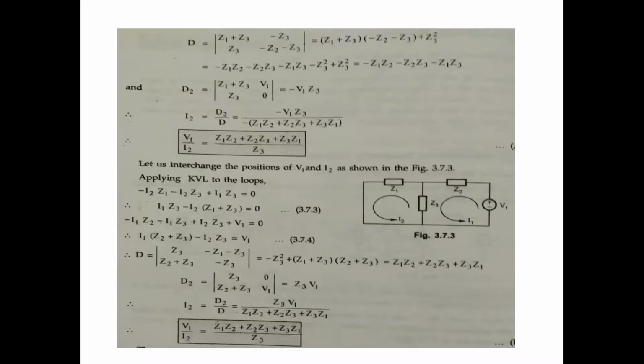So it is I1 Z2 minus I1 Z1, next minus I1 Z3 plus I2 Z2. It means (I1 minus I2). Previously it was I2 minus I1, here it is I1 minus I2. Right? I1 (Z2 plus Z3) minus I2 Z3 equal to V1.